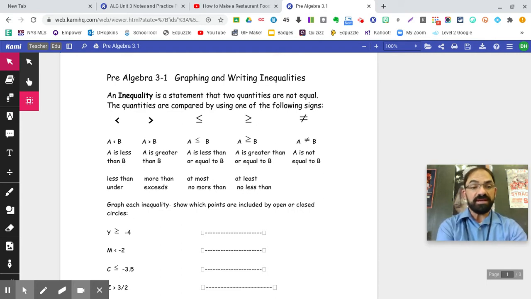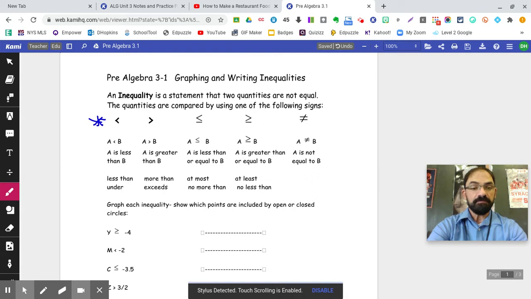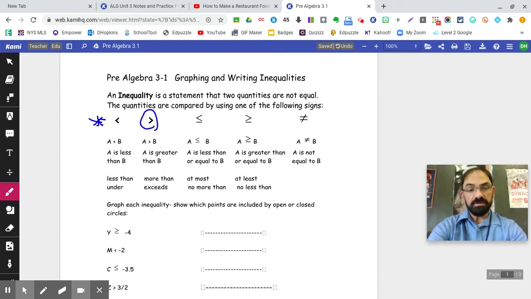So we can read it as A is less than B, starting over here on the side. A is less than B, which also means it is under. This next one, A is greater than B. We can say A is more than B or A exceeds B. Other terms for less than or equal to are at most or no more than.